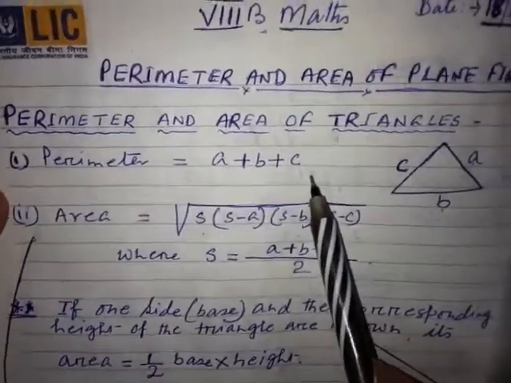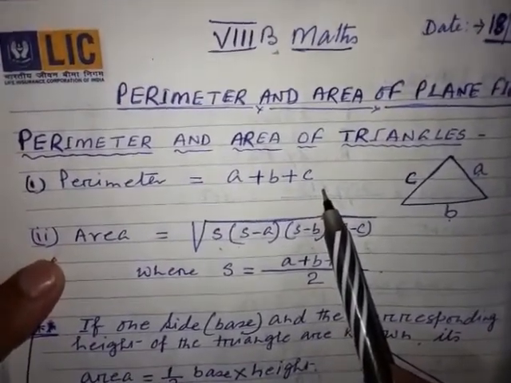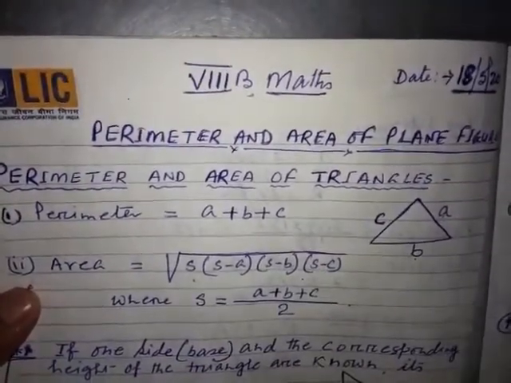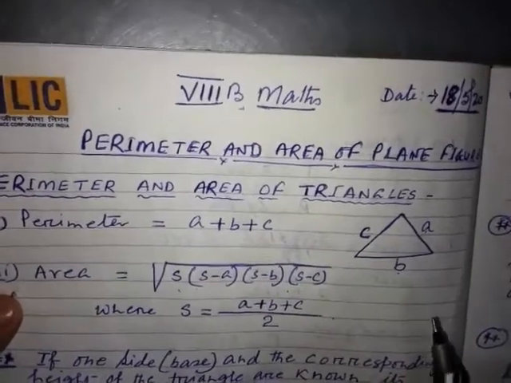So the perimeter is known to every one of you. How to find out the perimeter? The perimeter of any plane figure is the total length of its boundary wall. If you sum up all the lengths, that is the perimeter. Now I am going to discuss the area of a triangle.